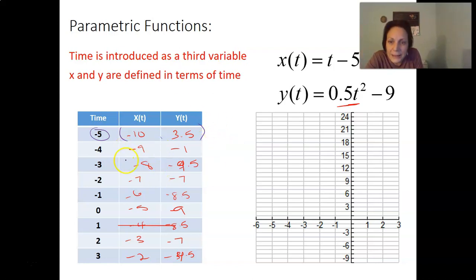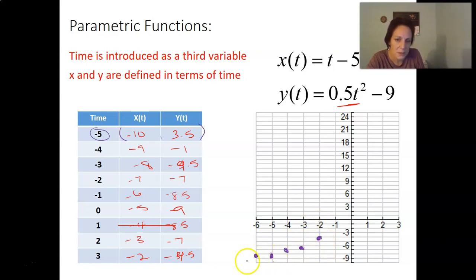So I actually can't graph until I get to negative 1, because I don't have enough space on my grid. So at time equals negative 1, I'm at negative 6, negative 8.5. So somewhere down here. And then at 0, I'm at negative 5, negative 9, negative 4, negative 8.5, negative 3, negative 7, and negative 2, negative 4.5.